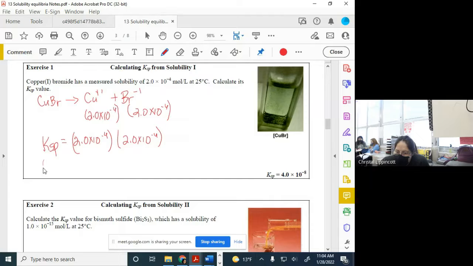Essentially, yeah. So you should end up with 4.0 times 10 to the minus 8, which is a good opportunity to talk about when you have to square things, and how you would do that with exponents. This is an easy one to see that with. You'd multiply these and then add your exponents together. 2 times 2 is 4, and 4 plus 4 is 8.